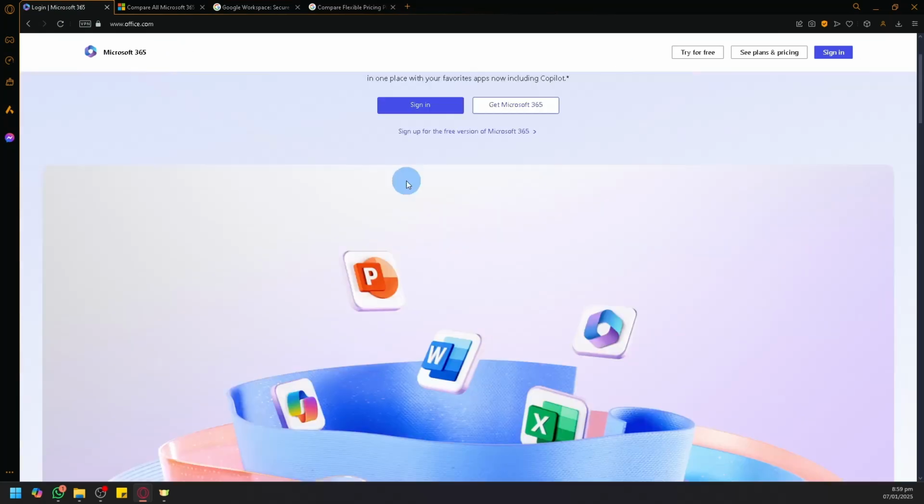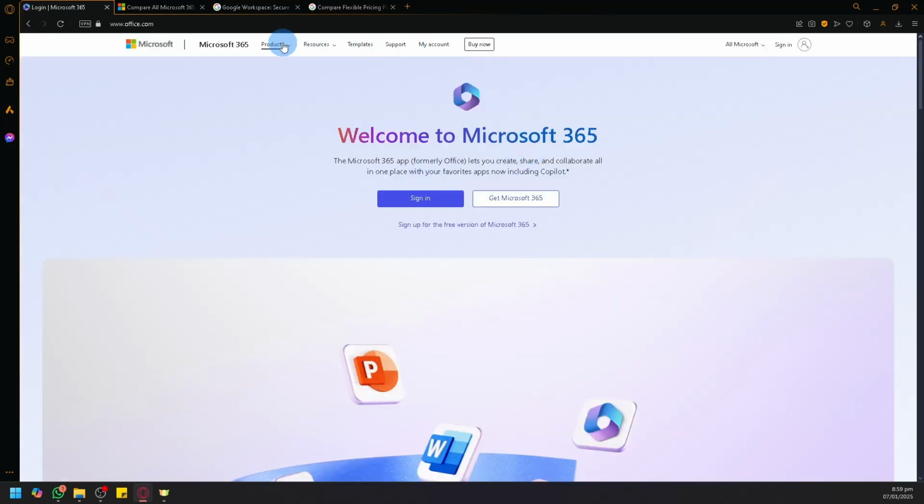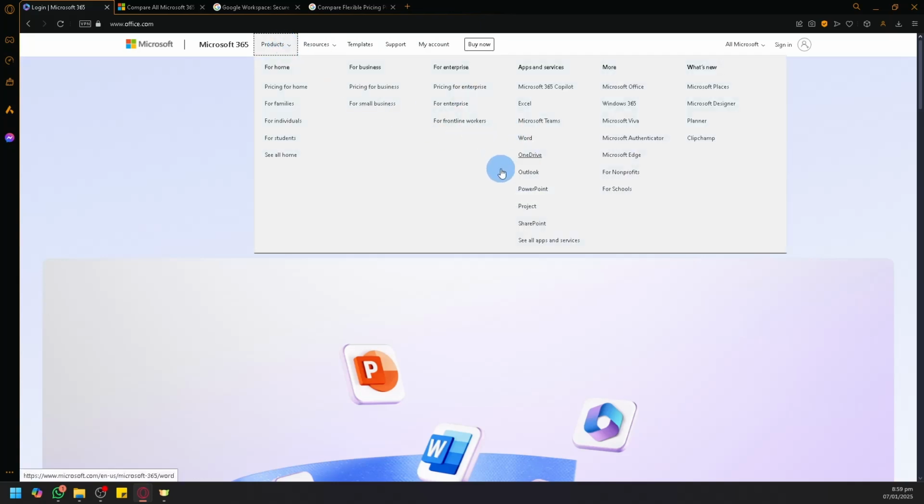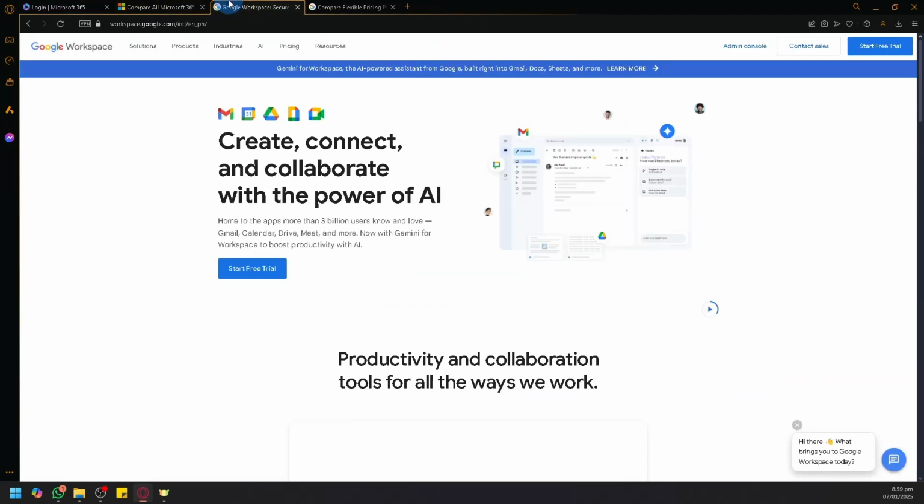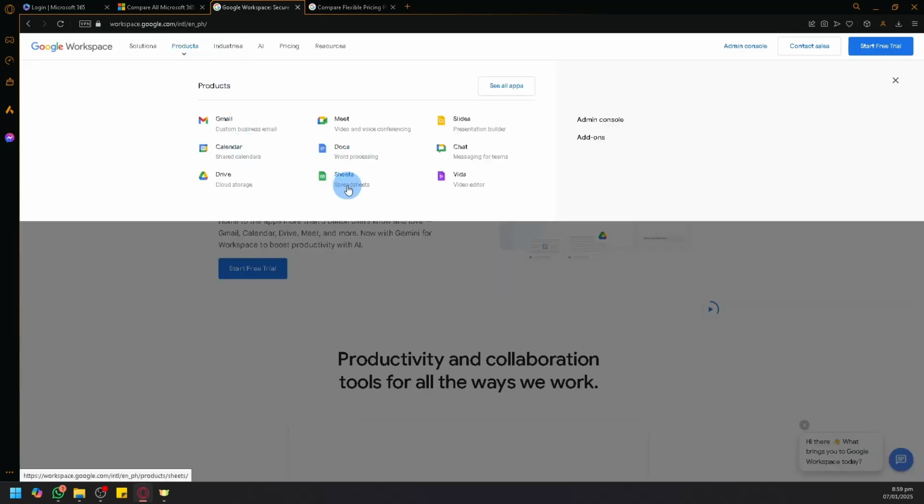And to compare the different products over here, back in the day, you might recognize these products as the ones that are utilized the most. At some point, we have PowerPoint, Excel, Word, stuff like that. While in Google Workspace, we now have Google Docs, Google Sheets, and so on and so forth.